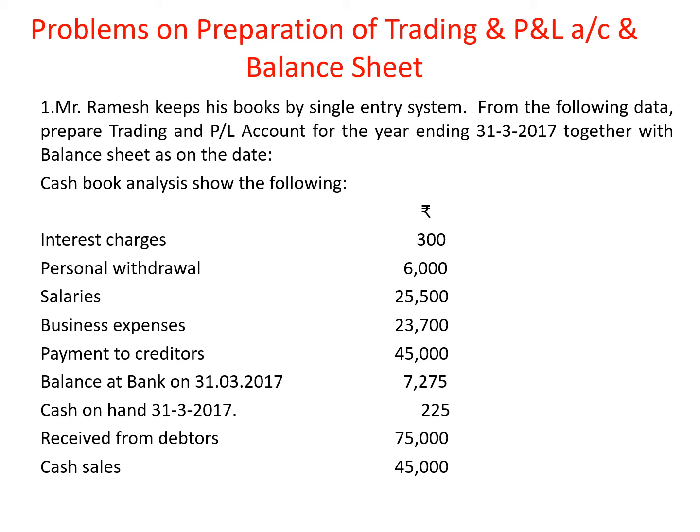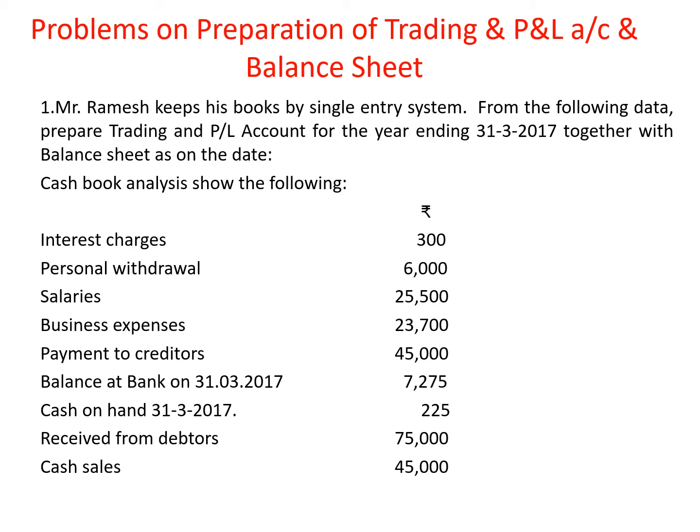So the analysis of cash book is as follows. First item is interest charges 300. Where should we take this? I've told you already. For the 14 mark session, you will have to prepare opening statement of affairs to check out what is opening capital. Then based on the balances given, you have to prepare debtors and creditors account. Then cash book, then trading and PL account and the balance sheet.